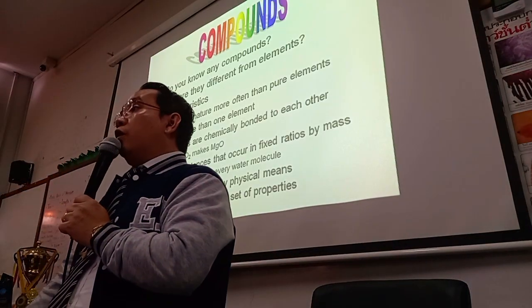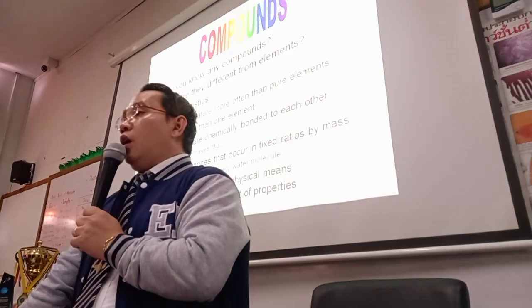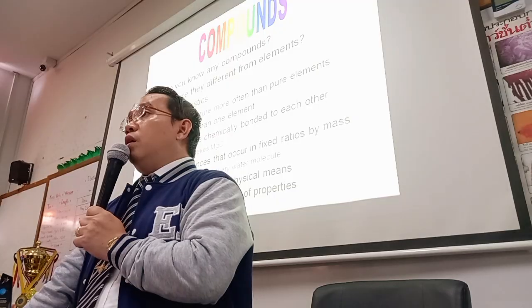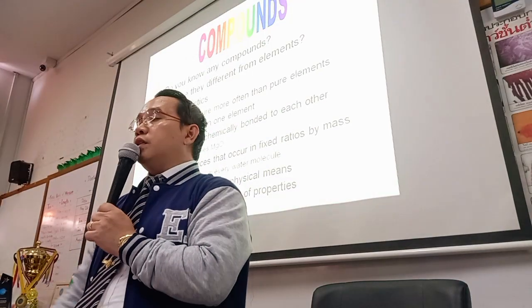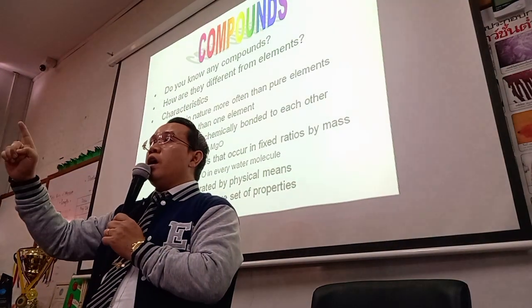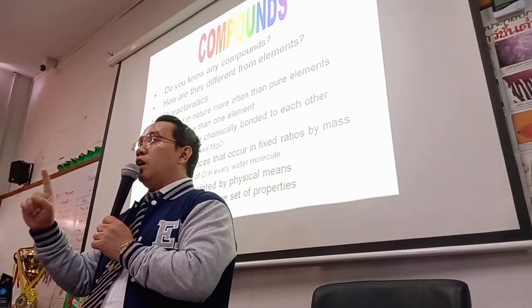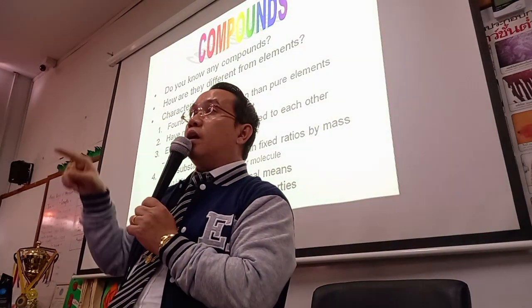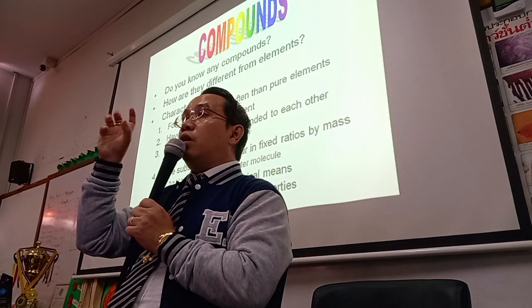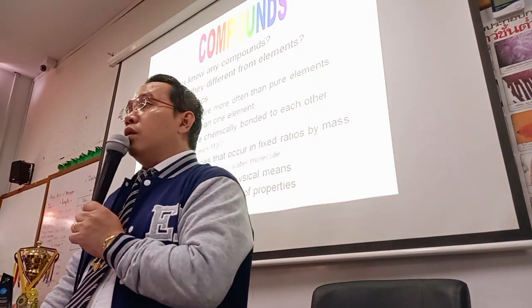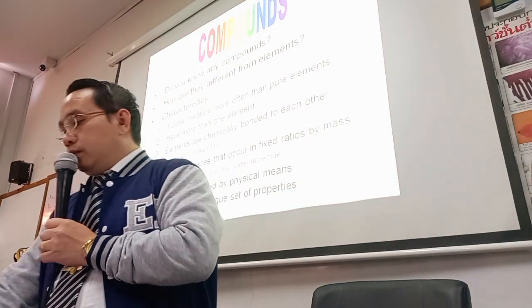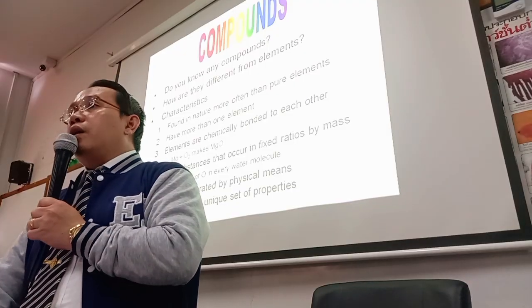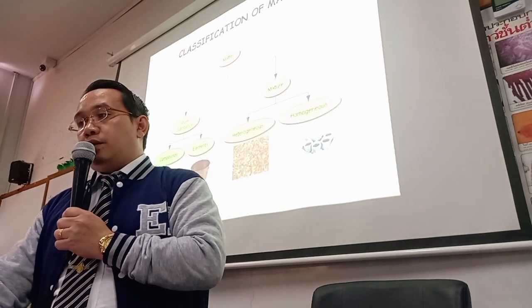How about sodium chloride? The compound sodium chloride, or salt, is written like this: Na for sodium, Cl for chlorine. That is why it's written as NaCl, sodium chloride. So that's the way we name compounds.